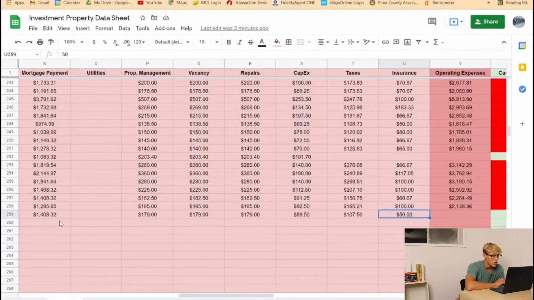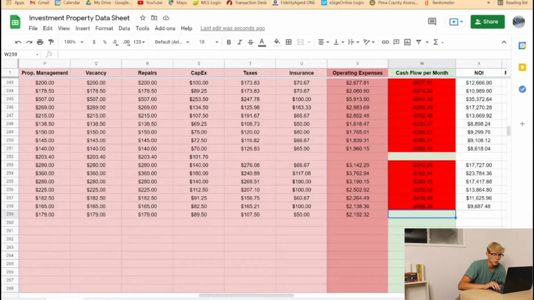So now we have all our operating expenses here. Now we have to calculate how much total we're going to be paying a month in operating expenses. So you can see here we're going to be paying $2,192.32 a month just in operating expenses to manage this whole thing.